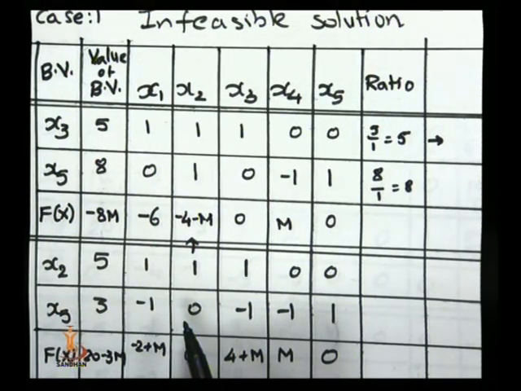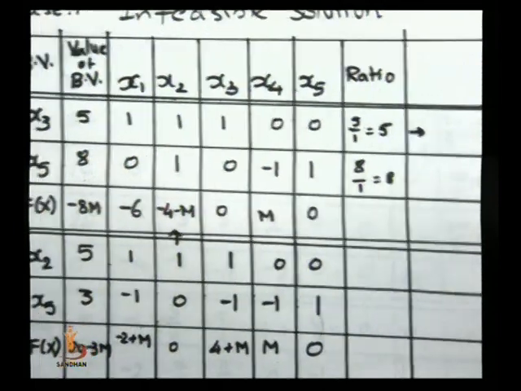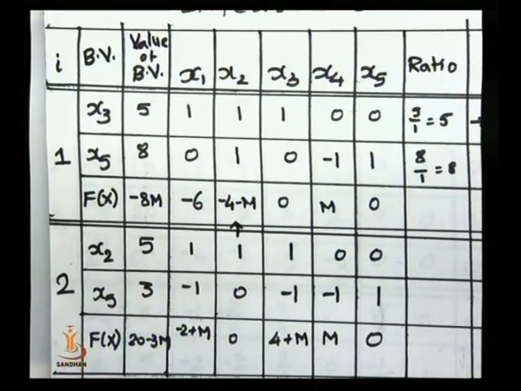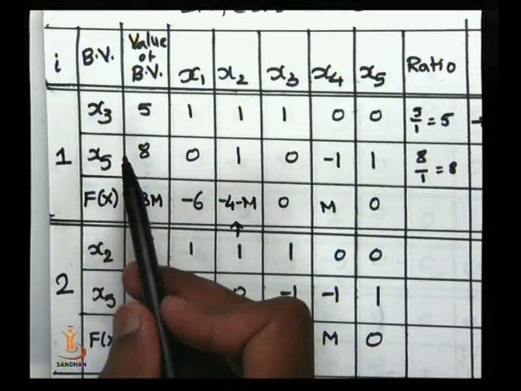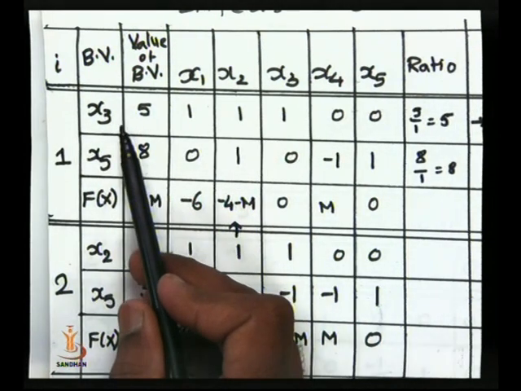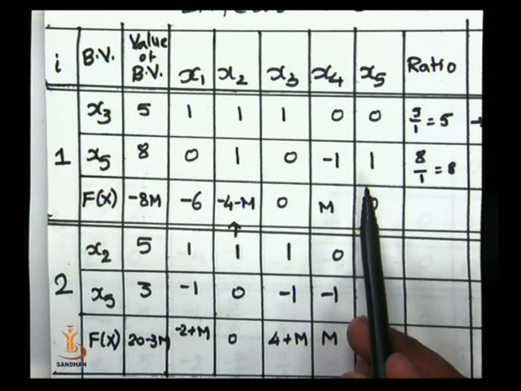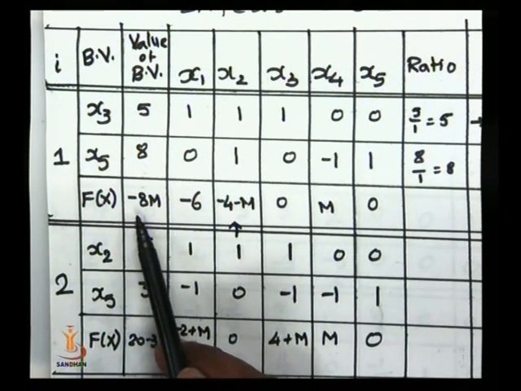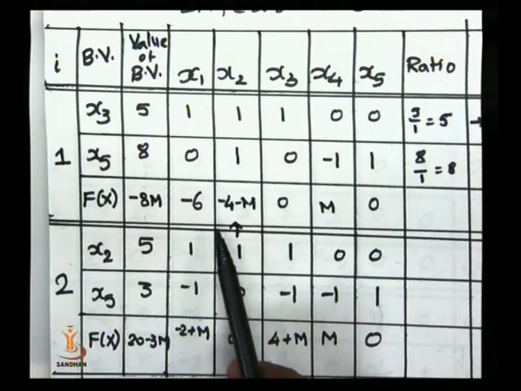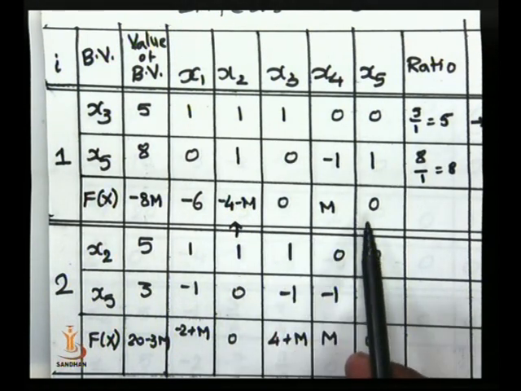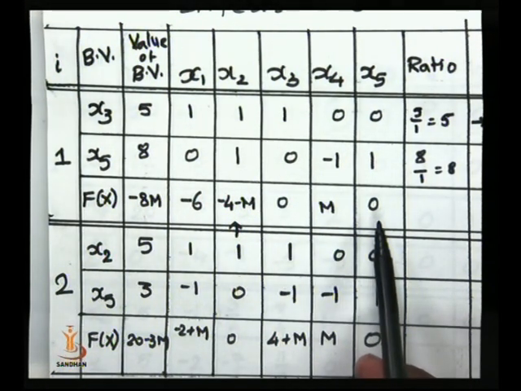Now you can see the table in which we have written the two equations here in these two rows, and here f(x) is written as minus 8M, minus 6, minus 4, minus M, 0, M and 0.